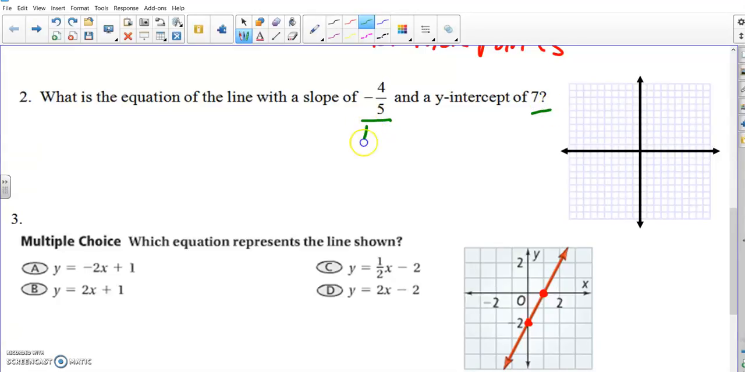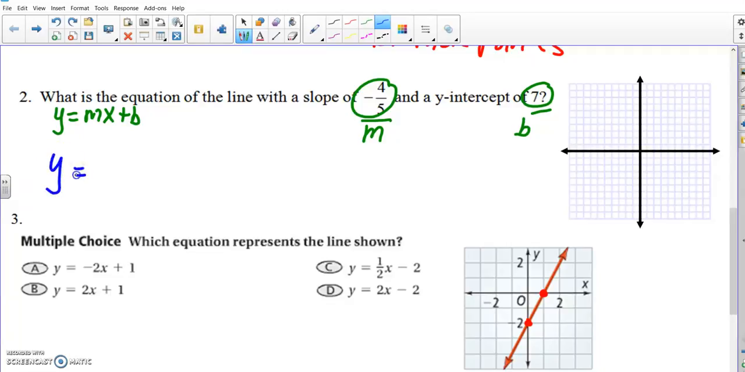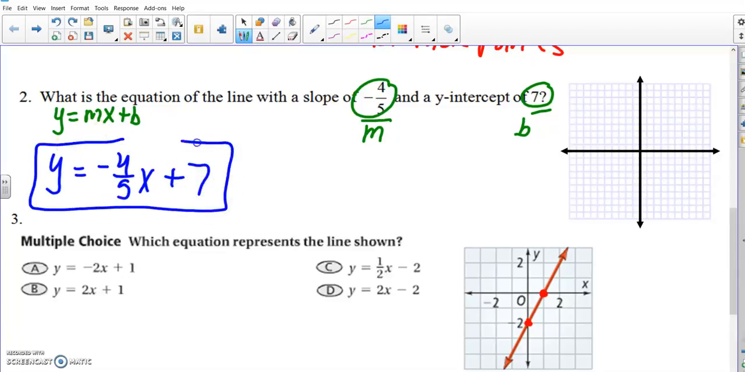So remember, slope is m, our y-intercept is b. So if we want to write an equation in slope-intercept form, that's going to be in the form y equals mx plus b. If we're able to identify what m and b are, just replace those variables in that general form. So in this case, we're going to say y equals -4/5 x plus 7. And that is going to be your equation with those two requirements.